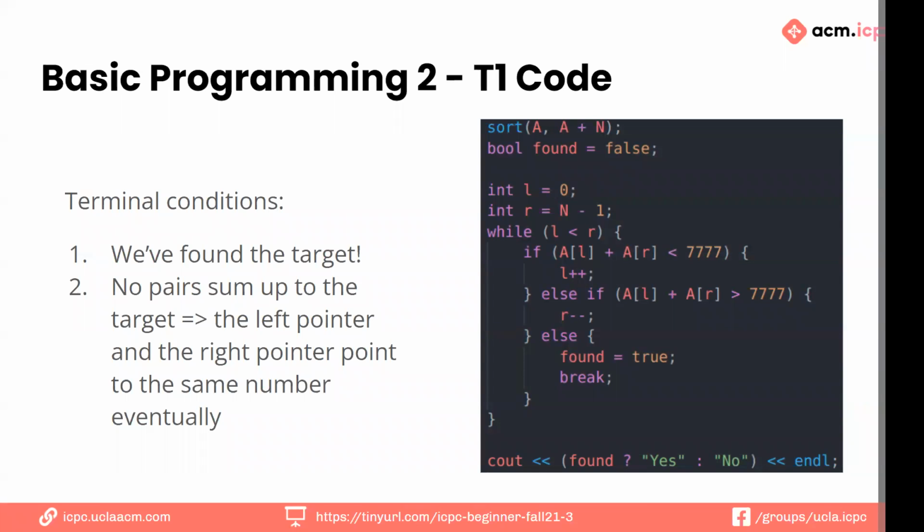Now, if no pairs sum up to the target, then the left pointer and the right pointer would eventually meet in the middle and point to the same number. And this is also when you want to terminate the loop. And this basically tells you that it's impossible to find two numbers that sum up to the number we want.